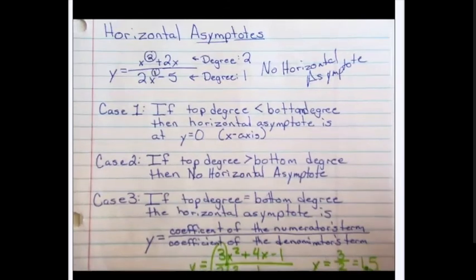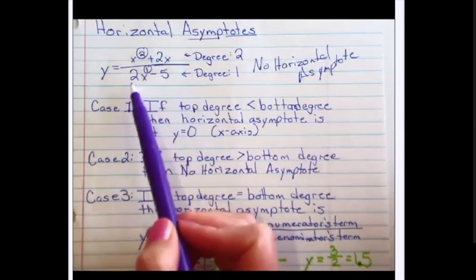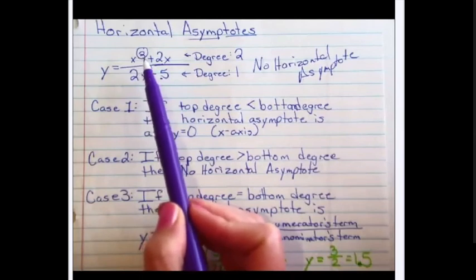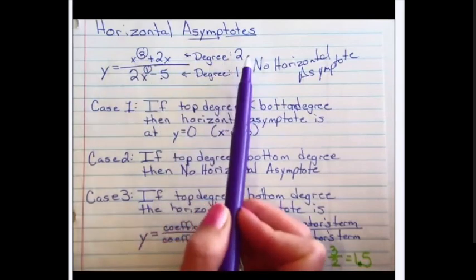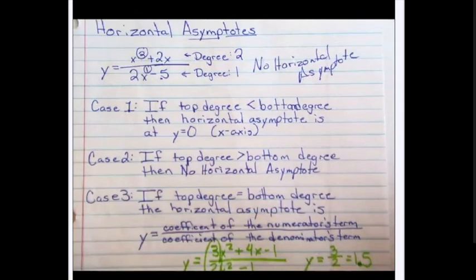Okay. So if we were to graph x squared plus 2x over 2x minus 5, remember the degree is the biggest exponent on that side. So the degree on top is 2. The degree on the bottom is 1. And if you guys will be patient just a second, I'll type this in so you can see what it looks like. So I've got x squared plus 2x on the top, and 2x minus 5 on the bottom.